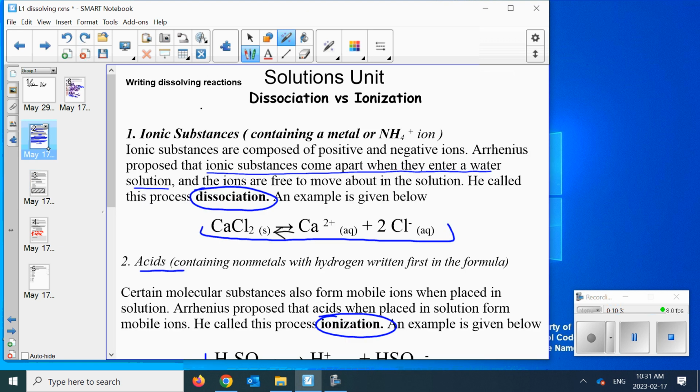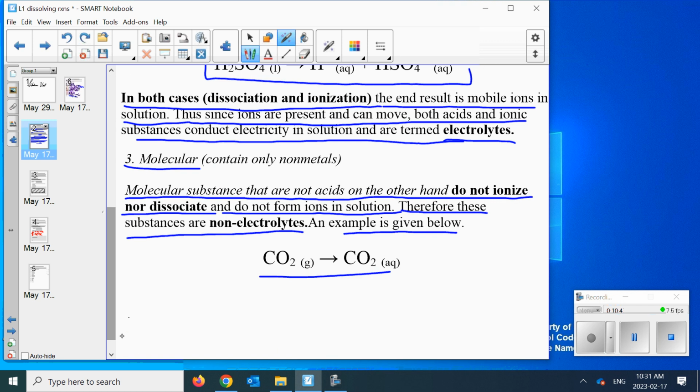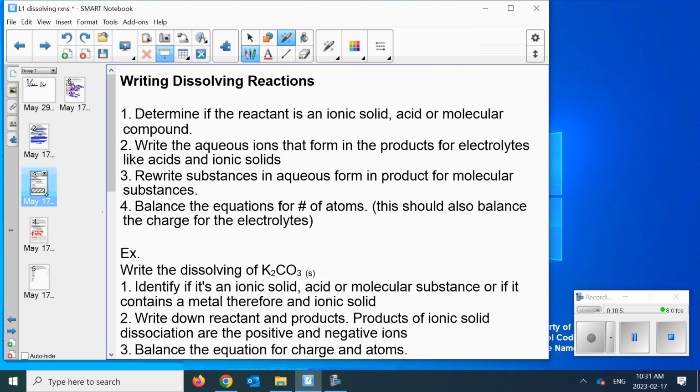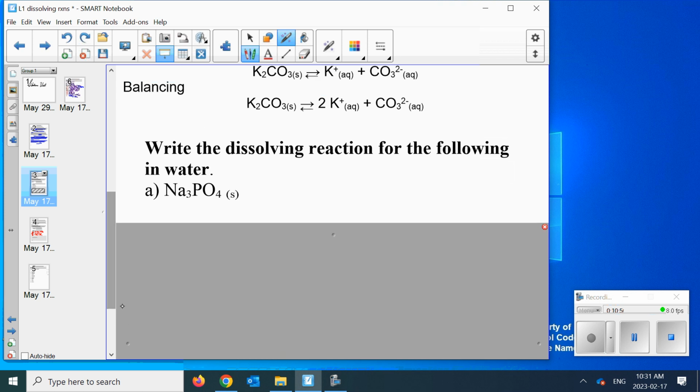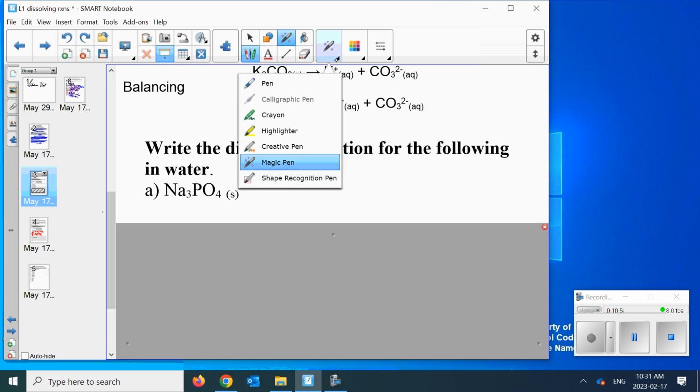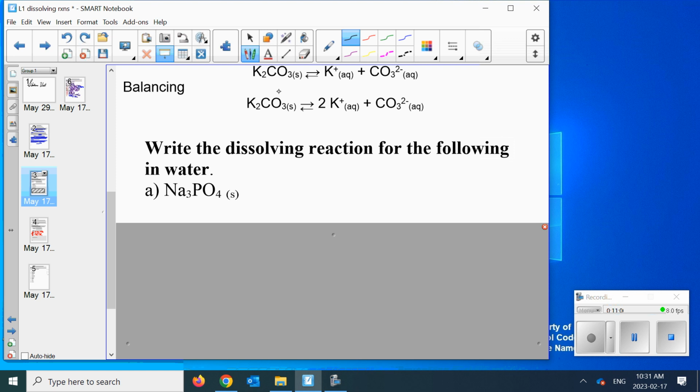Ionic substances have a metal or ammonium. Acids start with H. Molecular ones are only non-metals. We know it's not molecular. It's got to be ionic. So the simple stuff we're doing, if it starts with a metal, it's going to be ionic. I'm going to just put an I for ionic here.